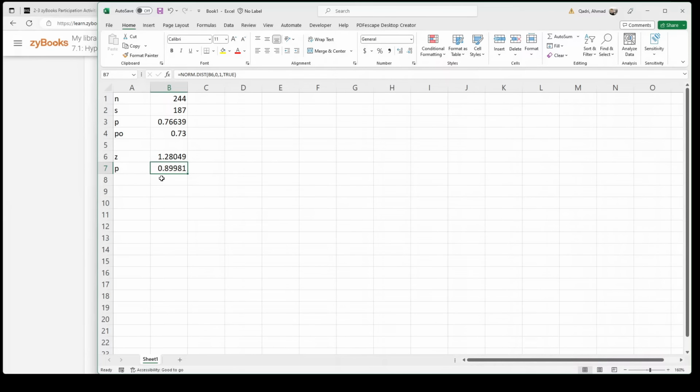But we need the right tail p-value, right? So we can use the trick that probabilities must sum to 1. So the right tail will be 1 minus that, and so the p-value is 0.10.